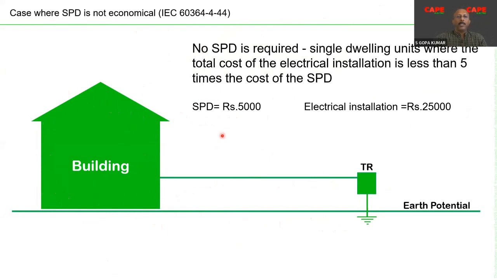So like this, the rating of the SPD, especially the SPD at the incoming power line, can be selected based on various conditions. I'm not going to explain all the conditions because it takes a lot of time, because that current selection itself probably takes a lot of time. So these are some of the examples.